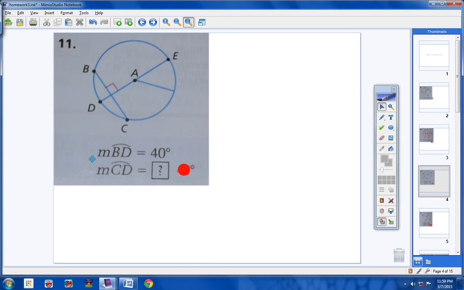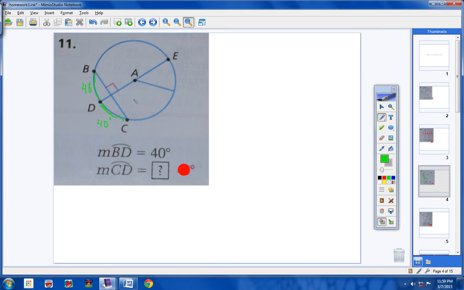Alright, arc BD is 40 degrees. So BD is 40 degrees from here to here. Alright. What is the measure of arc CD from here to here? Well, these two arcs are congruent, so the measure of arc CD is 40 degrees also. Now let me show you how I knew that.